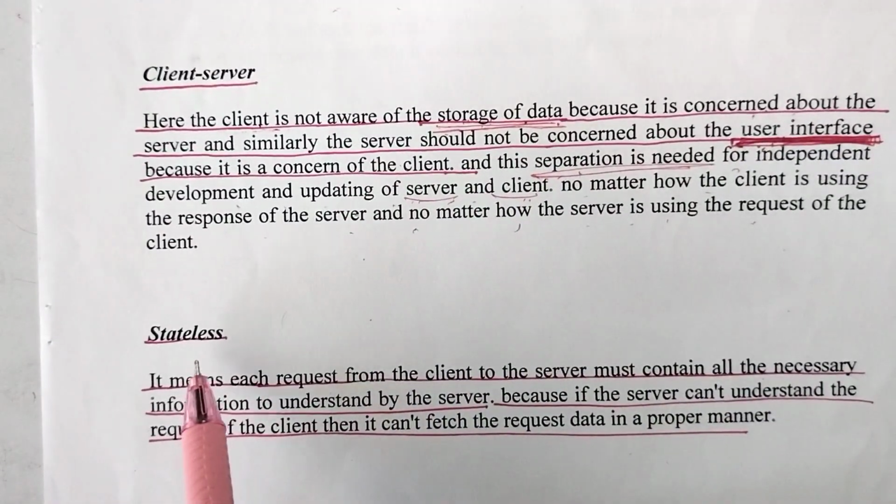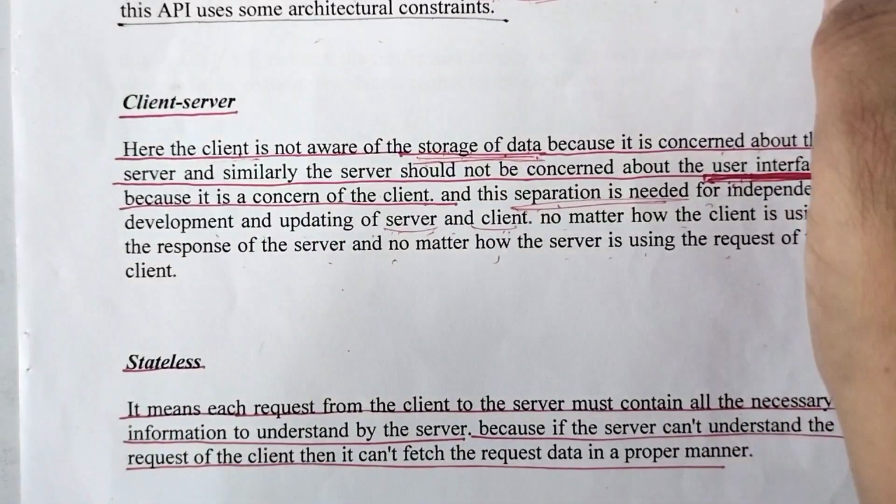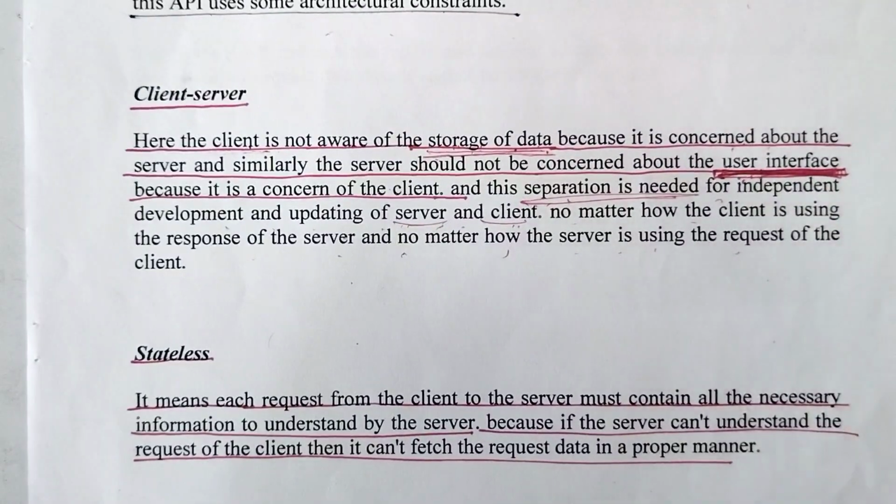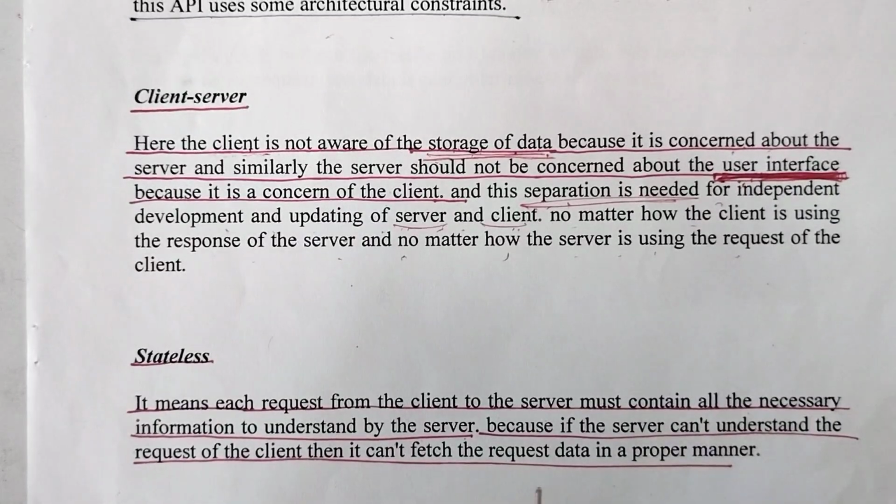Next constraint is stateless. When I say stateless, it means that each request from the client to the server must contain all necessary information to be understood by the server. Now the client is sending a request to the server. It must be in a format, or in a manner, so that it is clear and unambiguous, and the server can easily understand it. Say for example, if you want to type the URL of a website called Facebook.